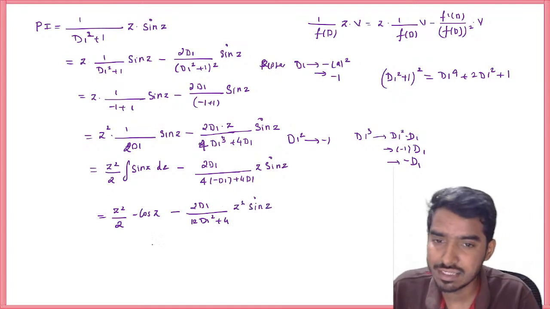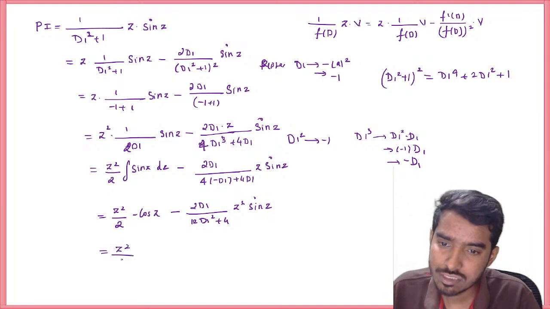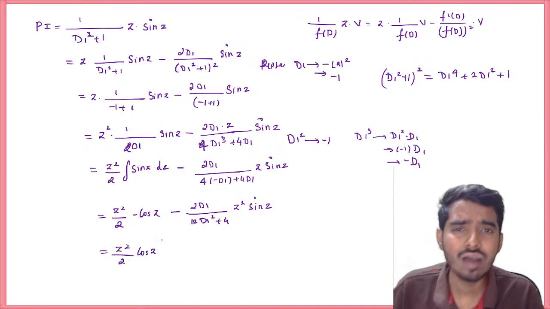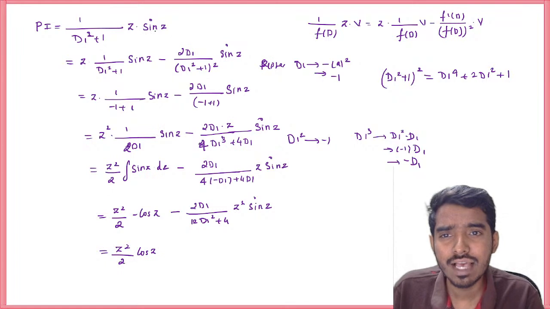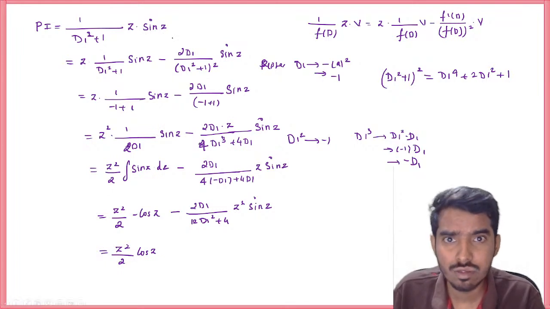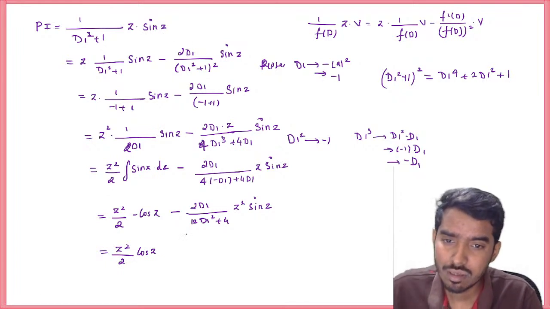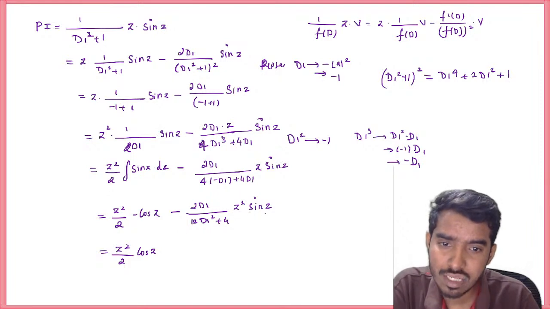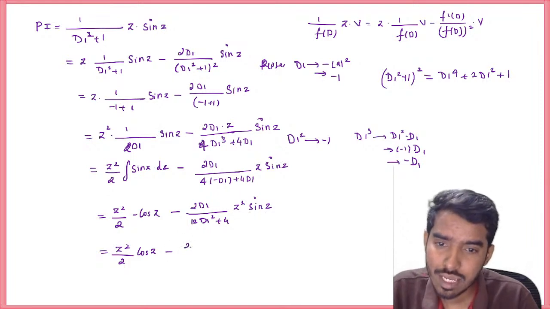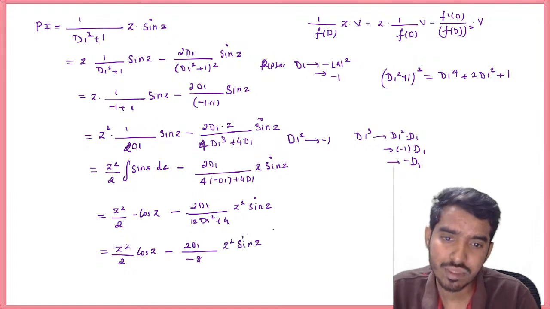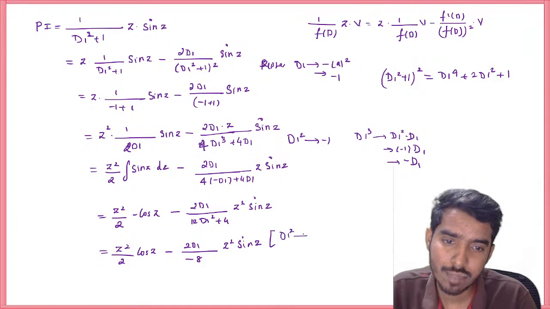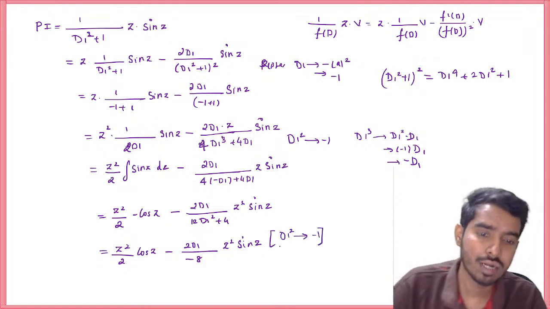Z square sin z. So this will be z square by 2 cos z, or you can also approach by the imaginary part of e power iz. You can also do it like this, right? Here again you replace this D1 square by minus 1. So we will have minus 2D1 by, so D1 square by minus 1, so minus 12 plus 4 will be minus 8 z square sin z, right? That is, I'm replacing D1 square by minus 1.